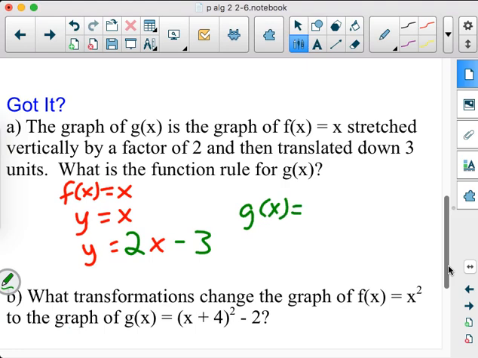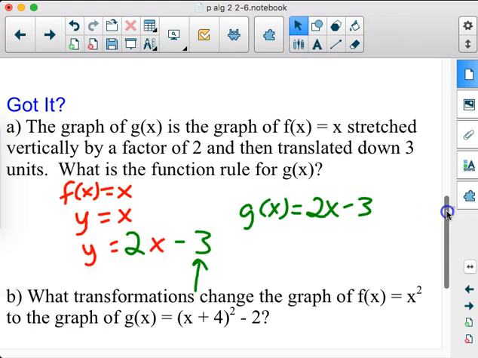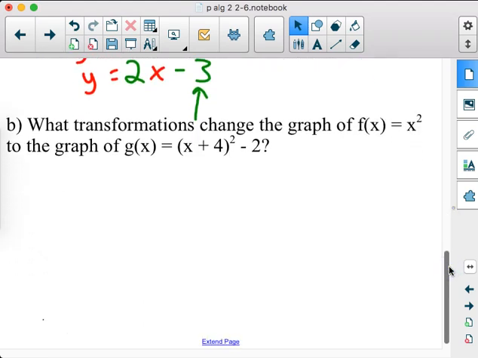Because again, those numbers in the back, all by themselves, are for up and down. And up would be plus, and down would be minus. So g of x equals 2x minus 3. Go ahead and, again, if you want a little bit of a challenge, stop the video and give B a try. And then you can start it back up and I'll show you how it works.